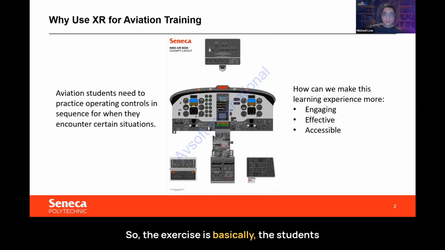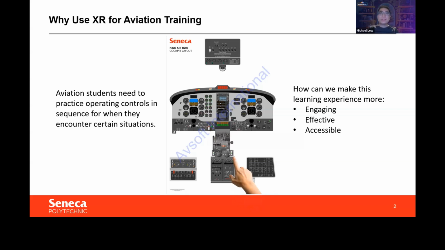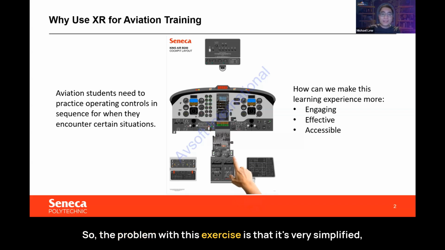So the exercise is basically the students would sit down in front of the poster and the instructors would call out a scenario. So for example, maybe the plane's engine caught on fire. And so what the students have to do is they take their fingers and they just point to the different controls on the poster. So the problem with this exercise is that it's very simplified, and the King Air aircraft is much more complicated than the Cessna aircraft that they initially used to learn how to fly. So a lot of the students, they still have difficulty moving from the poster to the physical simulator.